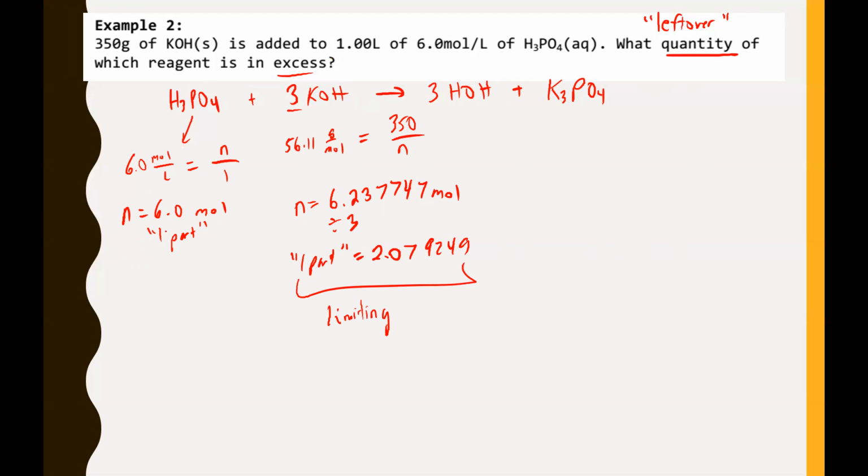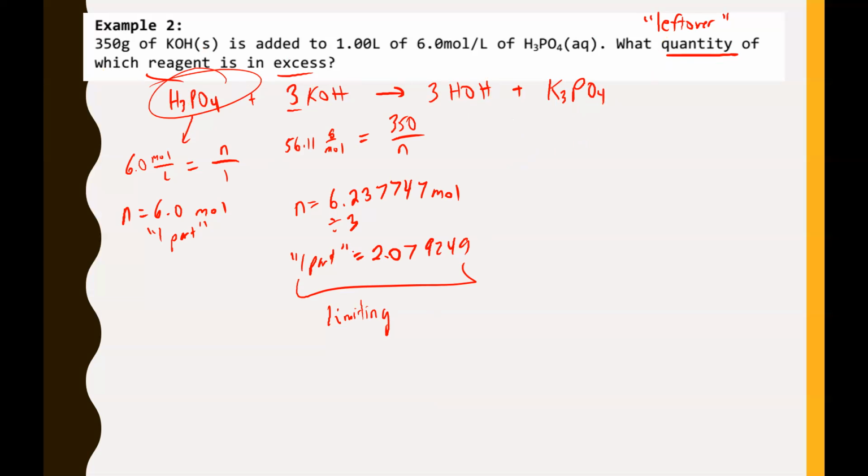Anyway, so from here, we actually don't have to do the same kind of reaction we did before, because we're not actually predicting how much of these are produced. The question was asking what quantity of which reagent is in excess. Well, we know it's going to be our H3PO4, but we're asked what quantity will be in excess. In other words, how much is going to be left over after this reaction?